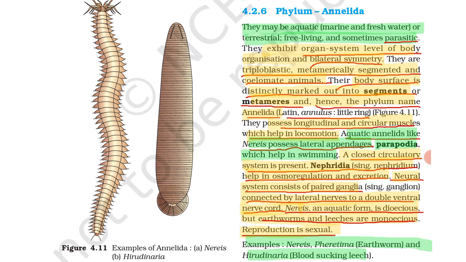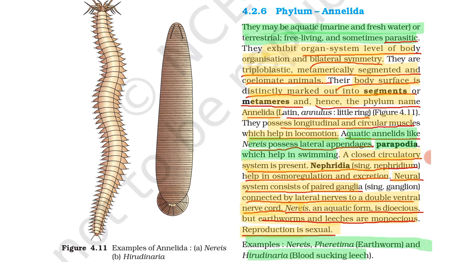Next, the neural system consists of paired ganglia connected by lateral nerves to a double ventral nerve cord. This is the most important point from Annelida. They have a well developed neural system consisting of paired ganglia, connected by lateral nerves to the double ventral nerve cord.